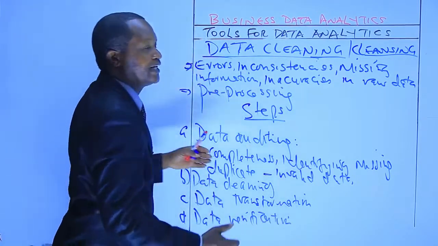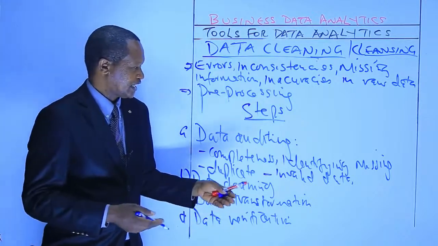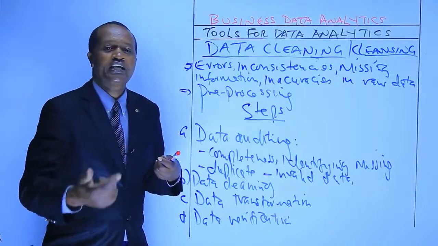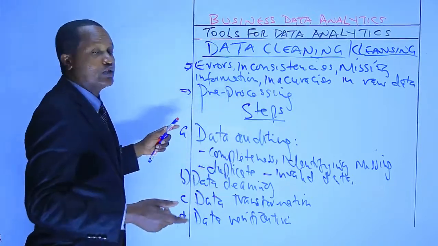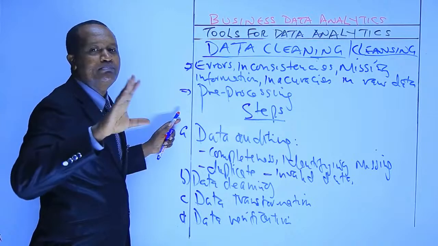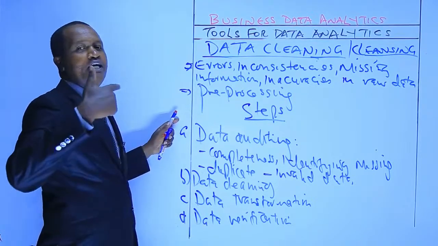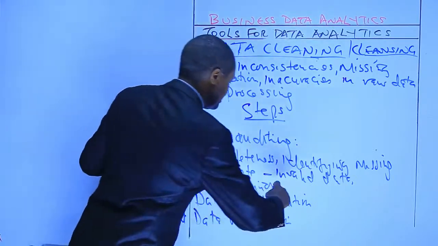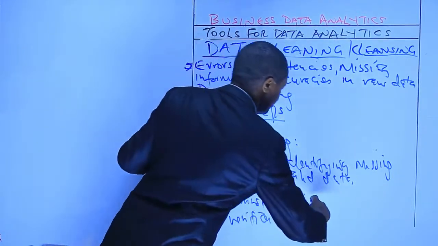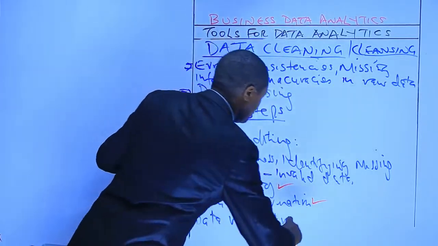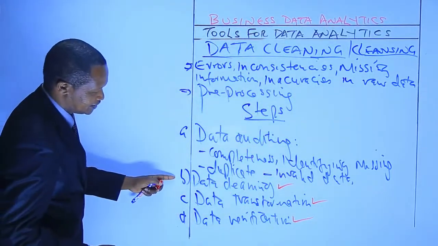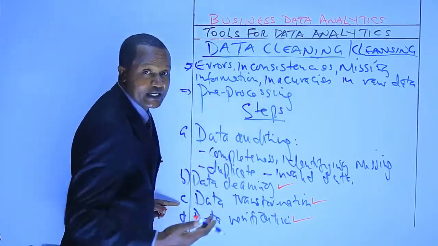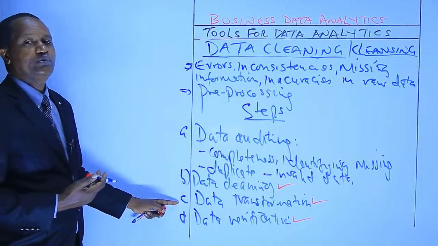Then lastly, you do what we call data verification. Data verification is yet another step in data cleaning. Data verification involves checking the clean data and the transformed data to ensure that it meets the desired quality standards and suitable for analysis. So data here is cleaned, then data is transformed. Then the last step, you verify if the data that has been cleaned and the data that has been transformed meets the standards that are required for analysis. You verify.